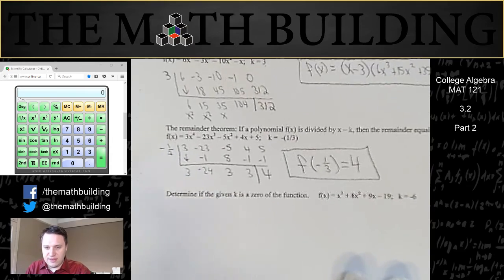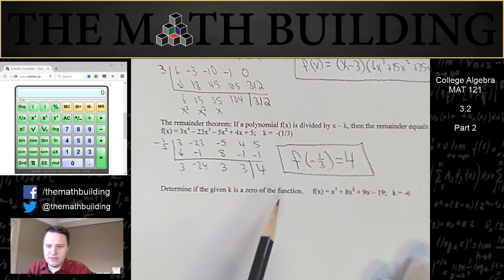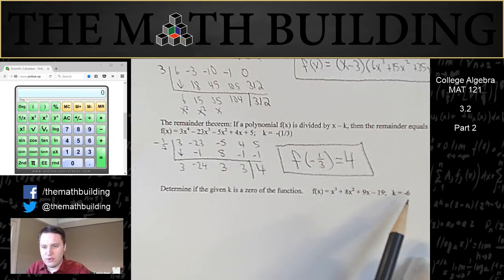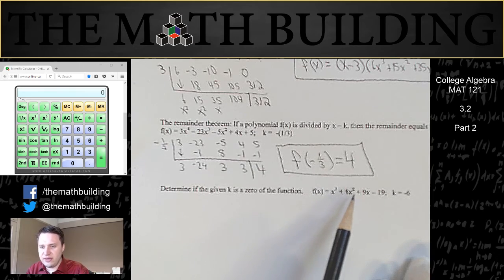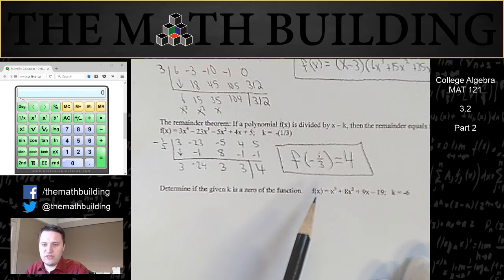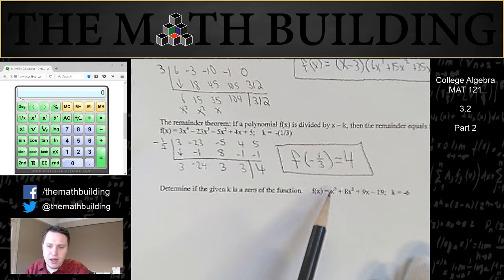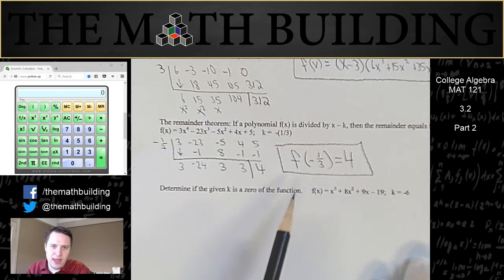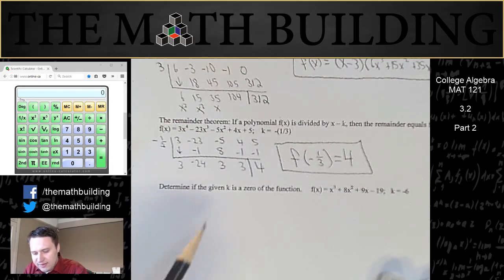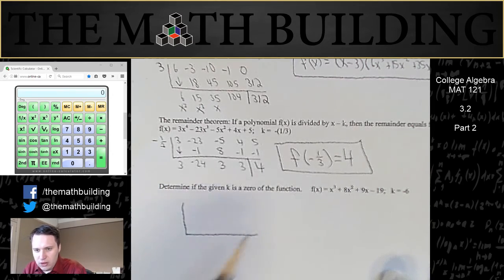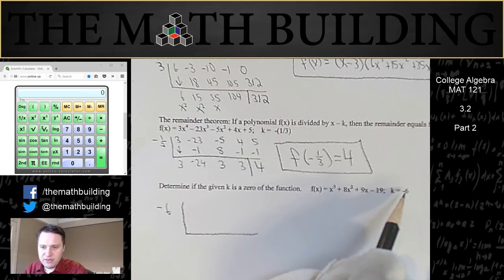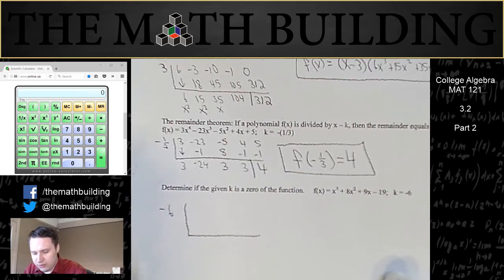So let's see. It says determine if the given k is a 0 of the function. So if we plug in negative 6 into this, is it going to equal 0? Obviously you could plug in negative 6 and crunch it all out, but who has time for that? Instead, let's just do synthetic division and see what our remainder is. This is a 0 of the function if our remainder is 0.